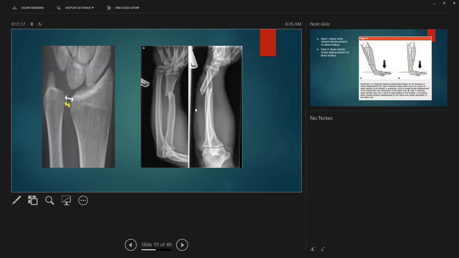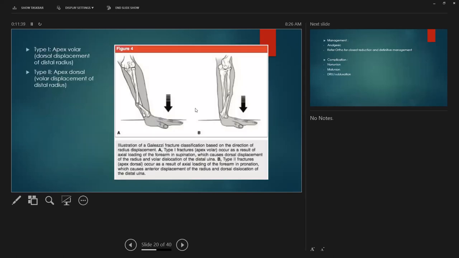So for Galeazzi fracture, they divided it into type 1 and type 2. Type 1 is apex ulnar, type 2 is apex dorsal. Actually, this is based on the dislocation of your ulna, whether it goes dorsally or ulnarly in the X-ray of your lateral view.